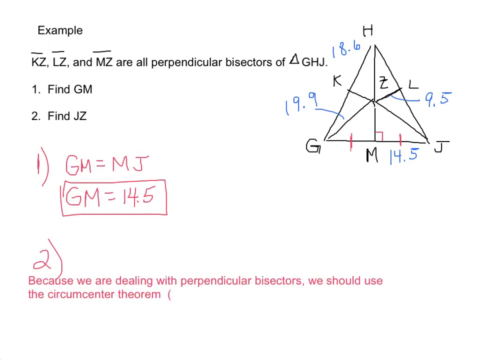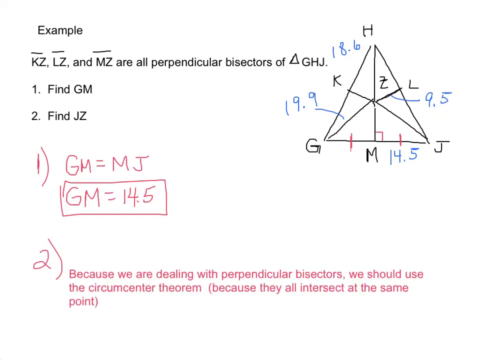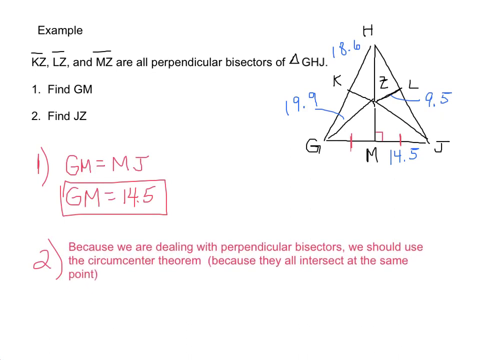More in depth, more of a reason is because they all intersect at the same point. You can't just use it if we're talking about perpendicular bisectors, but because all these perpendicular bisectors intersect at the same point, we should use the circumcenter theorem. So the circumcenter theorem tells us that this point Z is the same distance to all of the vertices. Well, do we know the length to any vertex? Well, yes, we do. We know it's 19.9.